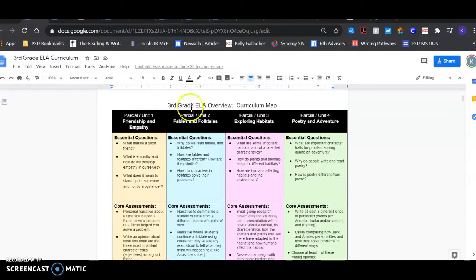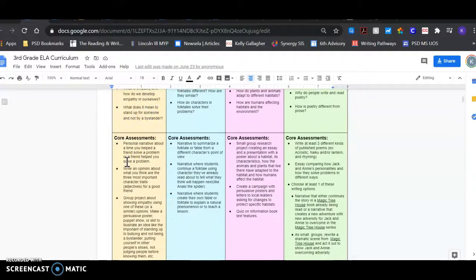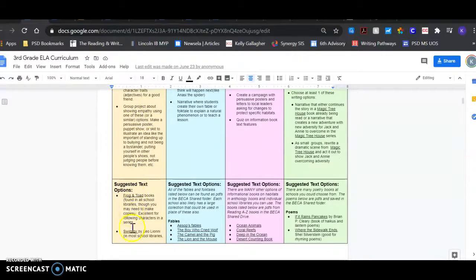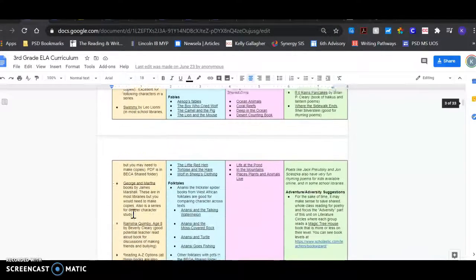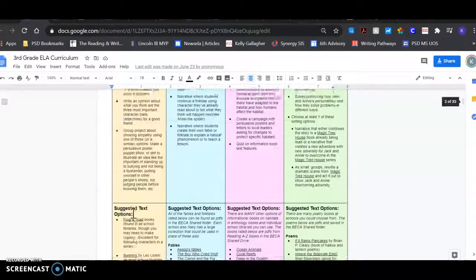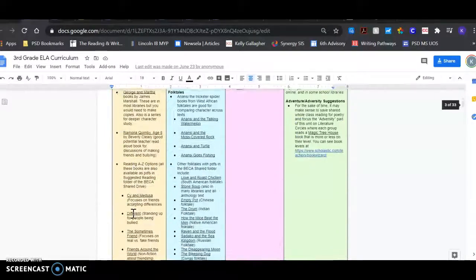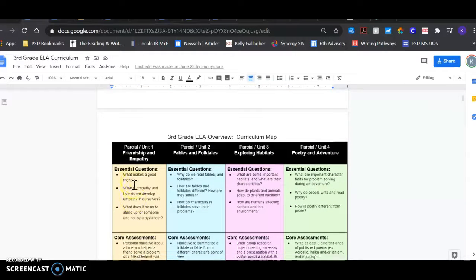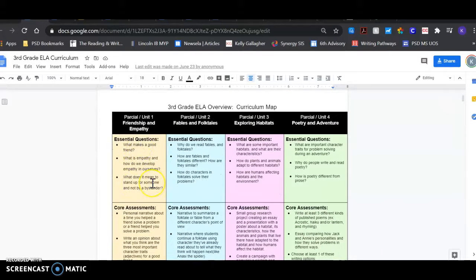So here's our curriculum map. You're going to start off and just read for each unit: What's the heart of the unit? How are students going to be assessed? What are the suggested texts? Okay. The curriculum writers have done a really good job of trying to include, in the folder for your grade, for ELA, the texts if possible.